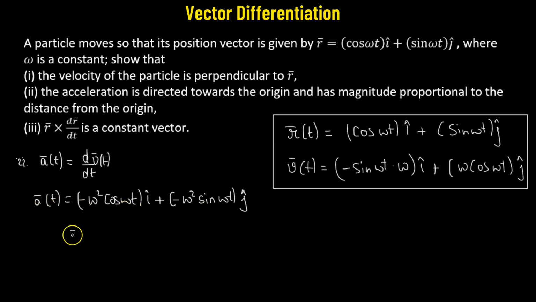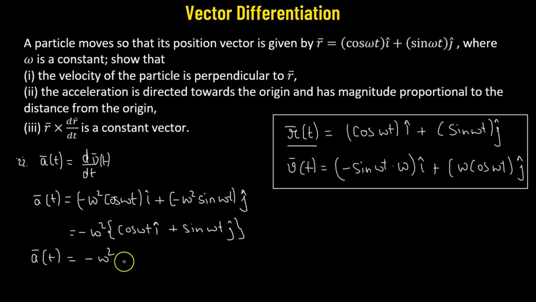Now if we take negative omega squared as the common factor, this will leave us with cosine omega t i cap plus sine omega t j cap, and this is actually the position vector r. So that means our acceleration vector is equal to negative omega squared times vector r. Now this negative sign tells us that the direction of our acceleration vector is opposite to the direction of the r vector. So that means the acceleration is directed towards the origin.